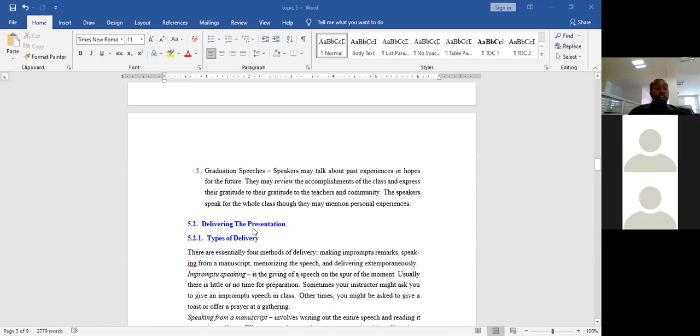Then lastly, we have graduation speeches. At the end of your stay at ZTech University, we are going to give speeches and we are going to welcome dignitaries and very important people in the society. Those ones, you know what we are talking about. During that time, speeches are going to be given. The DVC will give a speech. The Vice Chancellor will give a speech. The Chancellor herself will give us the speech.